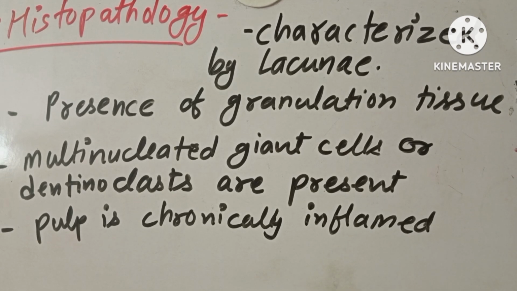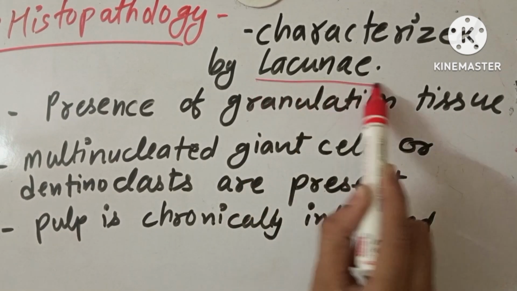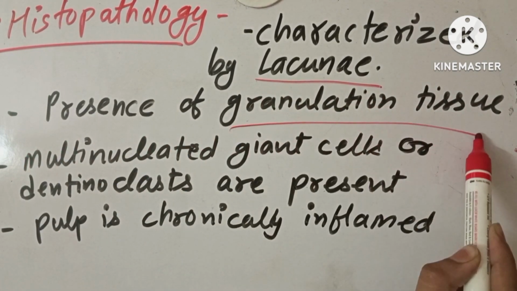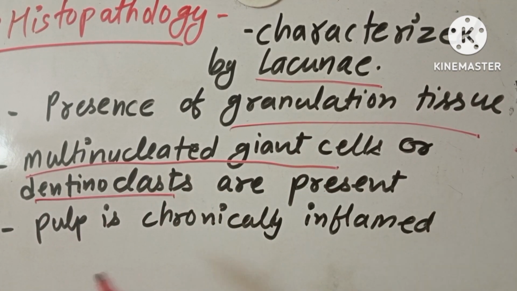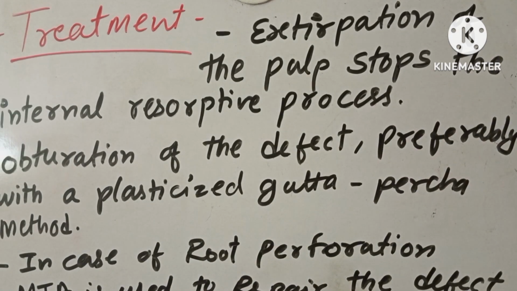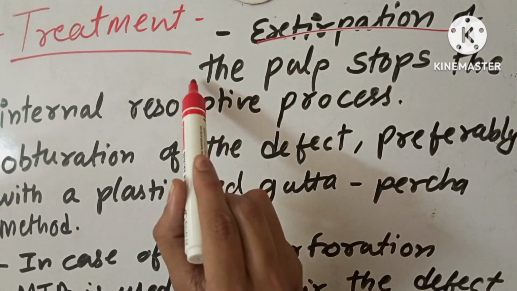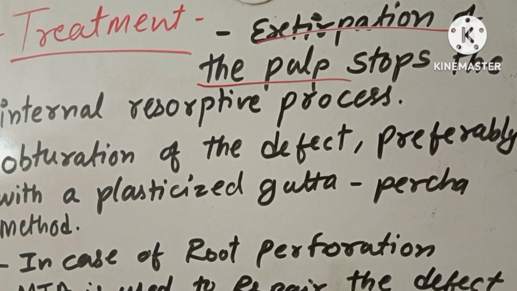Now we can see the histopathological features of internal resorption. It is characterized by lacunae, the presence of granulation tissue, and multinucleated giant cells or dentinoclasts, and the pulp is chronically inflamed. So, what are the treatments of internal resorption? The treatment is extirpation of the pulp, which stops the internal resorption process, done with H files or files.